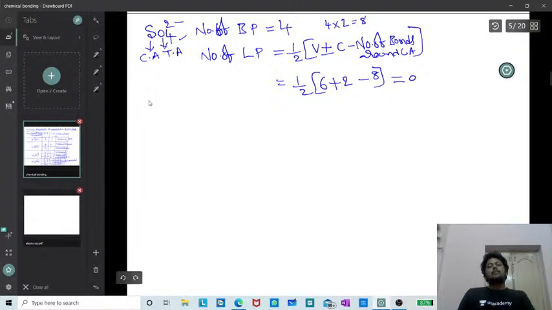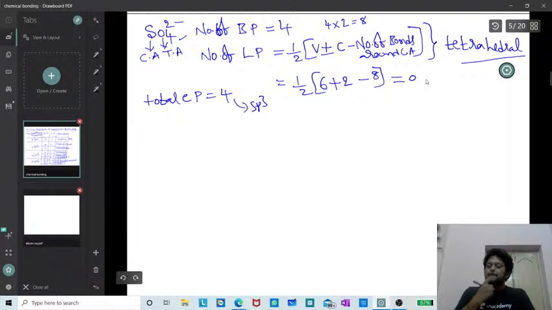Now the total electron pairs is equal to 4 plus 0, 4. So 4 means hybridization sp3. 4 bond pairs, 0 lone pairs means a tetrahedral structure.